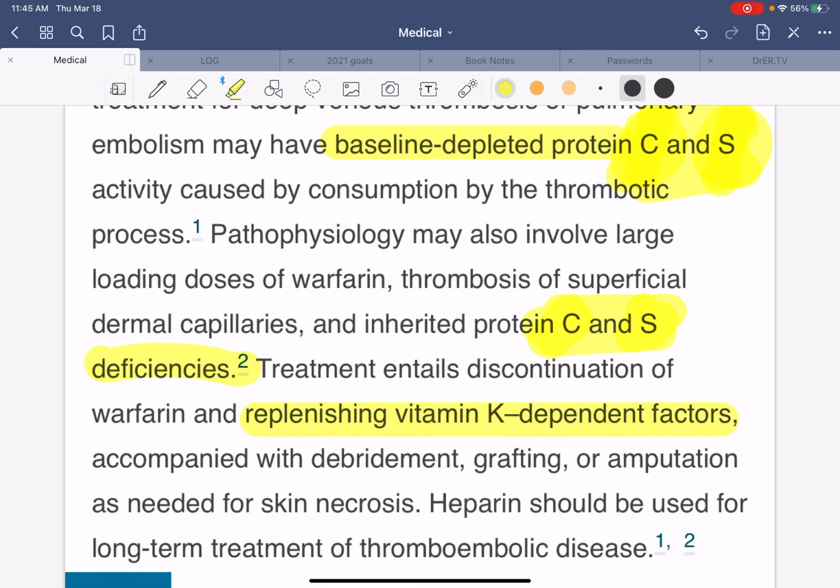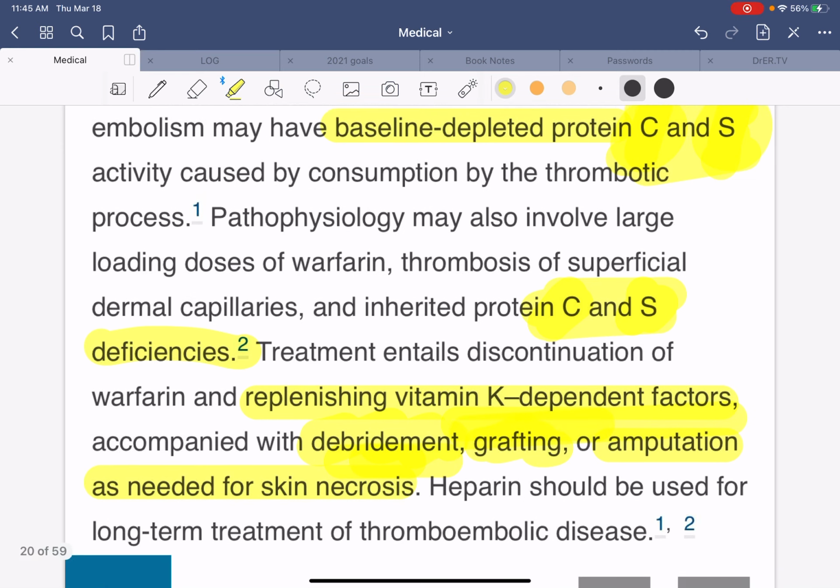Treatment entails discontinuation of warfarin and probably avoiding it forever, and replenishing vitamin K dependent factors. So we give vitamin K that can be given orally or can be given IV. Ideally, PO is better. It circulates right into the venous system from the absorption in the GI tract, and it causes less anaphylactoid reactions. Also accompanied by debridement, you actually have to open up these wounds, remove the clots, and then grafting because the skin dies. It's necrosis, right? So you have to do grafting and sometimes amputation as needed for the skin necrosis. So if it's bad enough, they end up losing the limb.